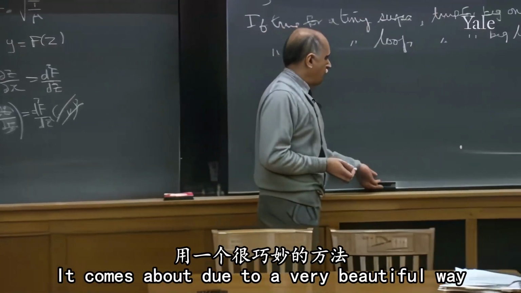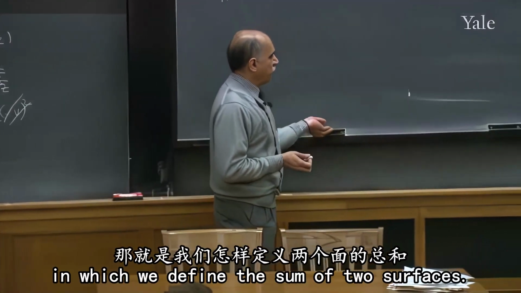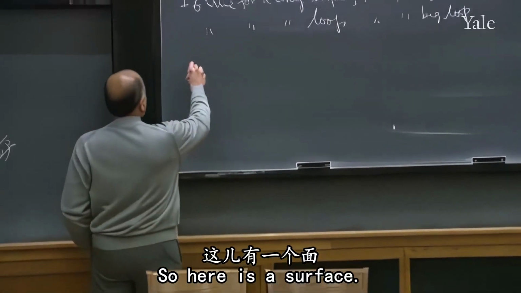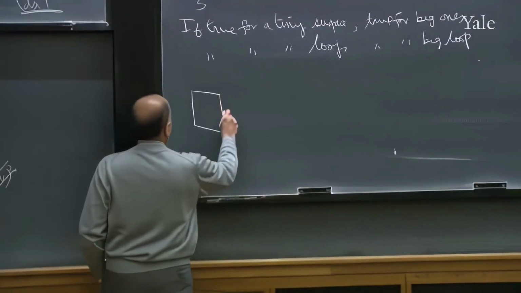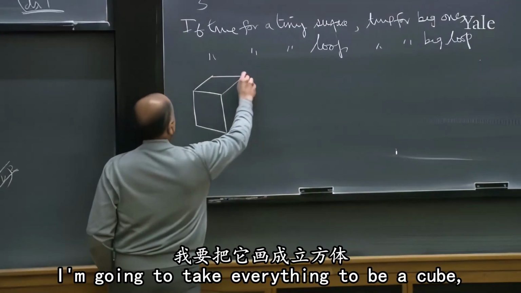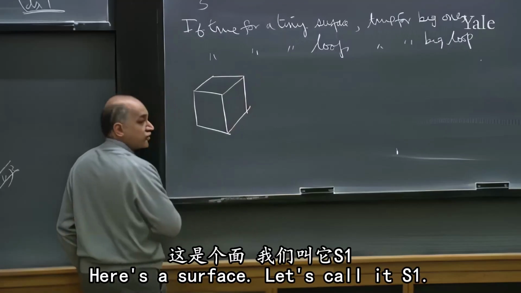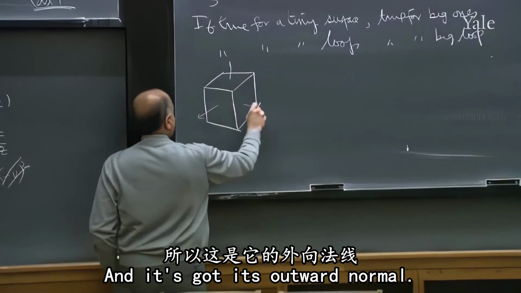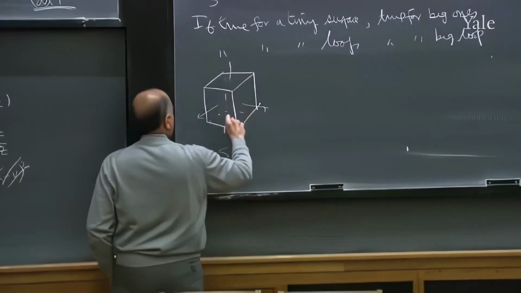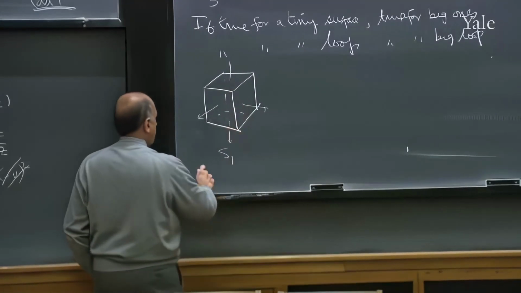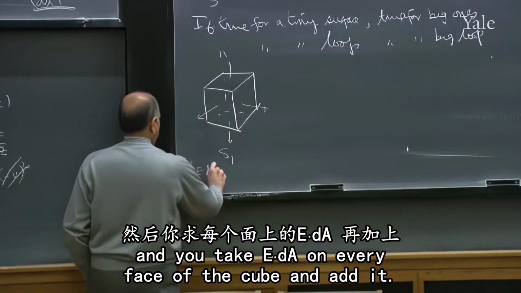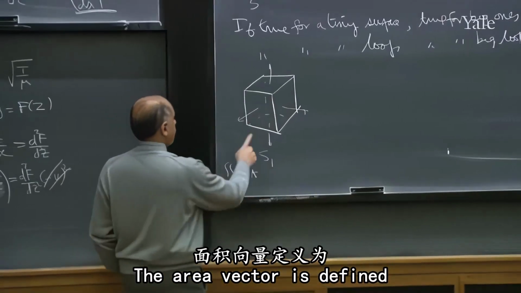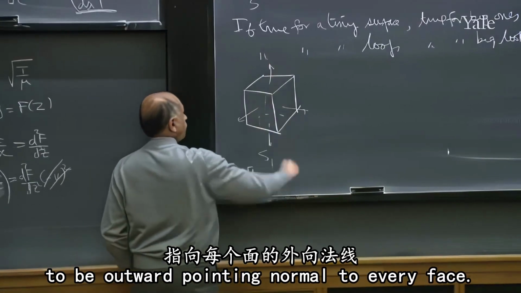It comes about due to a very beautiful way in which we define the sum of 2 surfaces. So here is a surface. I'm going to take everything to be a cube, but it's not important. Here's a surface. Let's call it S1. And it's got its outward normal. That's the definition of surface integral. You draw the normals pointing outwards, and you take E dot dA on every face of the cube and add it. The area vector is defined to be the outward pointing normal to every face.